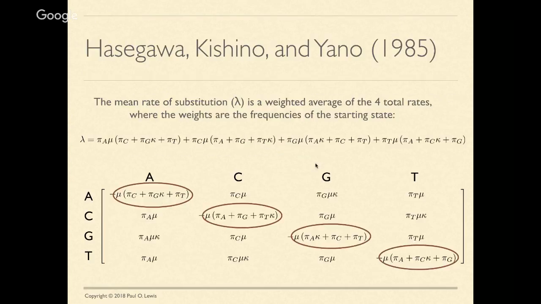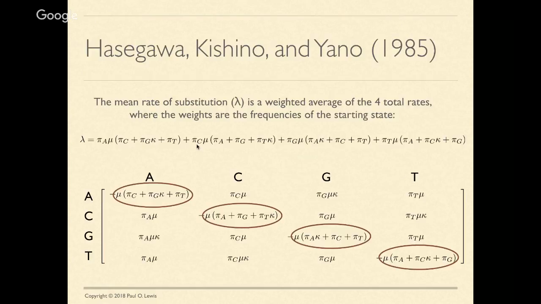So our mean rate of substitution is going to be a weighted average of the 4 total rates, where you get one of the total rates from each of the diagonal elements. So this total rate we're going to multiply by pi A to acknowledge the fact that we're starting with an A. So this is the probability of starting with an A, and this is the rate at which you get a substitution given that you started with an A.